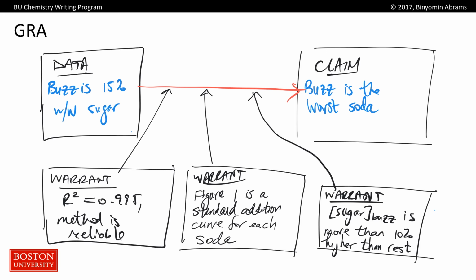Now, I've done this without any concern for what order they would go in, and when I actually write the paper, I might decide that the first thing that I would write is the claim, and then after that, I'm going to bring all of the other warrants in an order that makes sense to me.